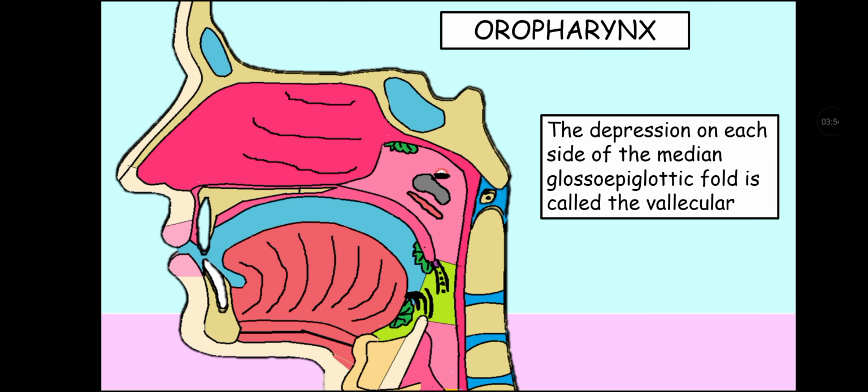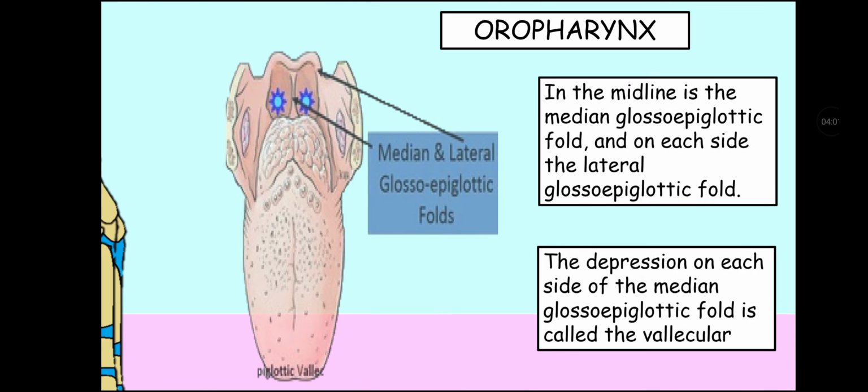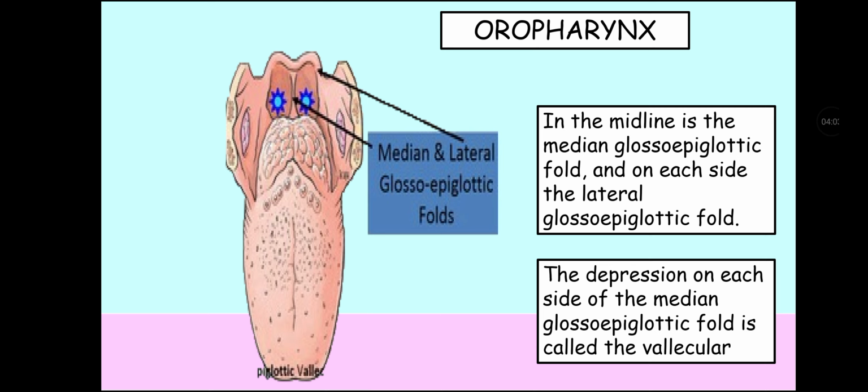The depression on each side of the median glossoepiglottic fold is called the vallecula. You can better understand this in this diagram. Here you can see the median and lateral glossoepiglottic folds, and the depression on each side of the median glossoepiglottic fold is called the vallecula.